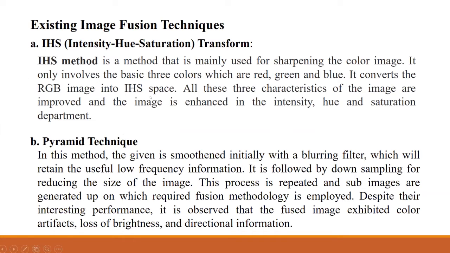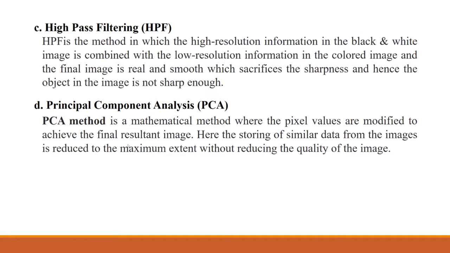So these are the image fusion techniques. IHS, basically intensity hue saturation transform, is a method to convert the RGB image into an IHS space. This is mainly used for sharpening the color image. The next technique is the pyramid technique. Basically, in this we use a blurring filter, followed by downsampling for reducing the size of the image. After that, we have the high pass filtering method, in which we combine the high resolution information in the black and white image with the low resolution information in the colored image.